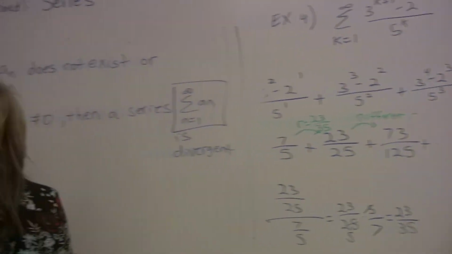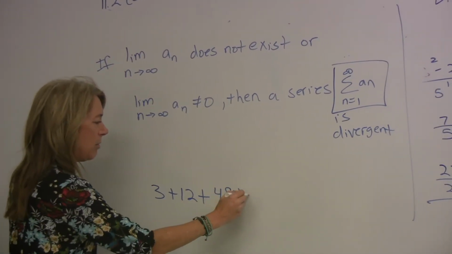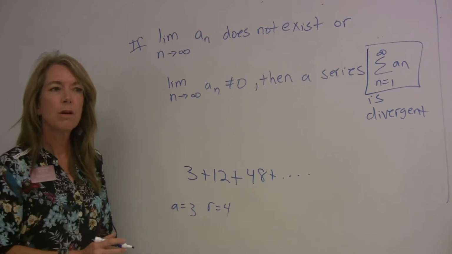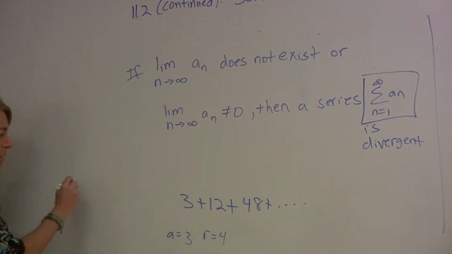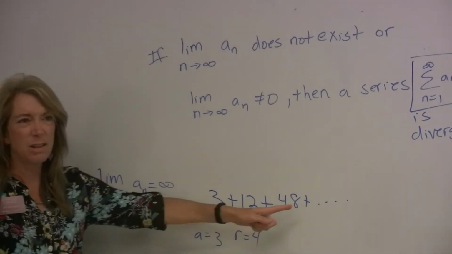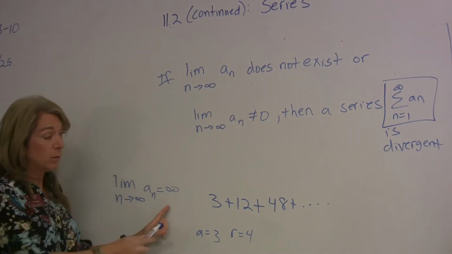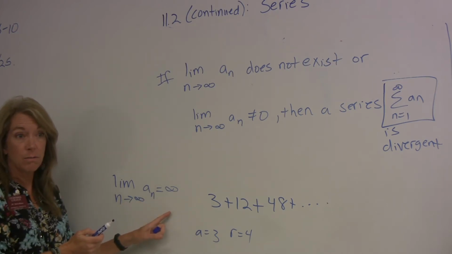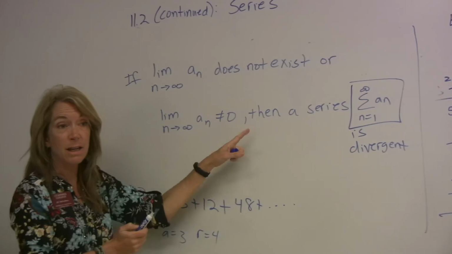What was that example I made up earlier? Where it was 3 plus 12 plus 48, R was equal to 4, A was equal to 3. We made this one up. What are my terms doing? Increasing, and what are they approaching as I go towards infinity? Very true. The limit as I go to infinity for this particular series, those are just getting bigger and bigger. The limit is infinity, which means that limit doesn't exist. So if your limit doesn't exist, because they're just getting really, really huge, then we know this series diverges. Because that says if your limit doesn't exist, or if it's not 0, we'll give you an example of that in a second, then it's divergent.